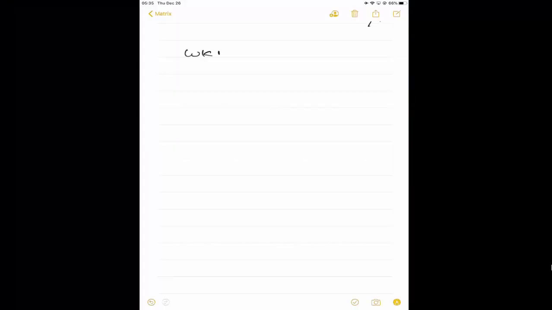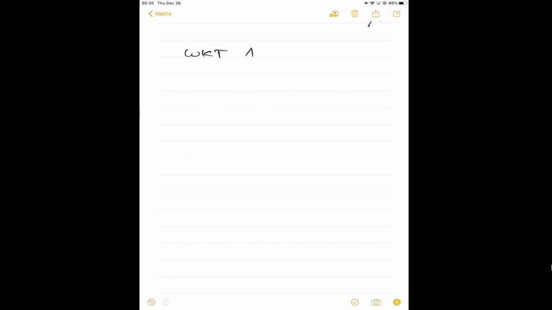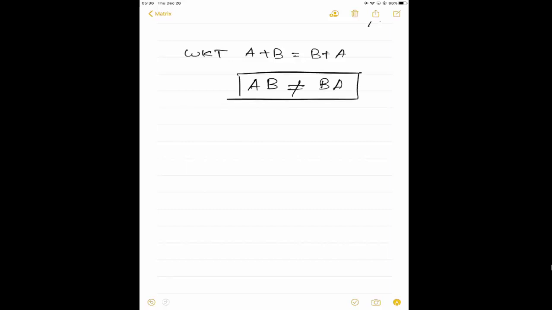We already know the commutative law: A plus B equals B plus A. When we do matrix addition, you can add in any order, and the output remains the same. But when you consider matrix multiplication, A into B will never equal B into A. This is a very important property.